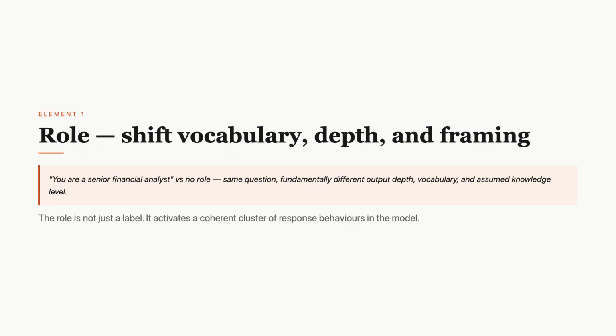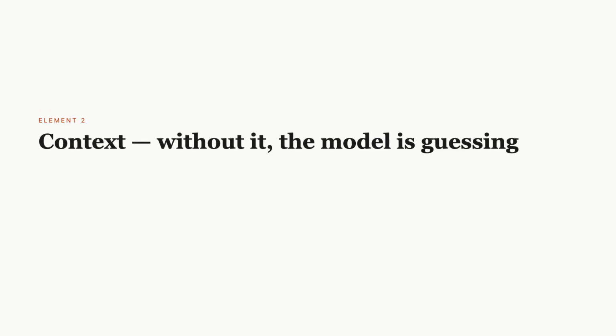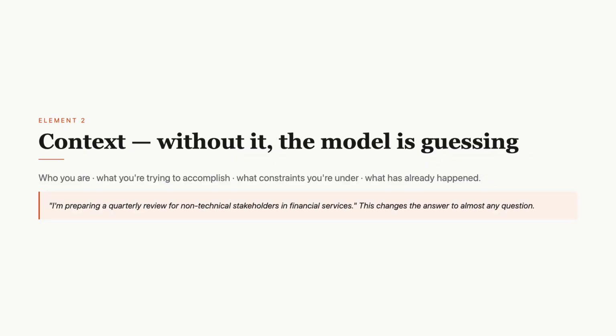The task element is where most prompts fail. "Help me with my email" is not a task. "Write a 2-paragraph follow-up email to a prospect who attended a product demo last week and hasn't responded" is a task. The more specific the task definition, the less the model has to guess, and the more directly useful the output is.